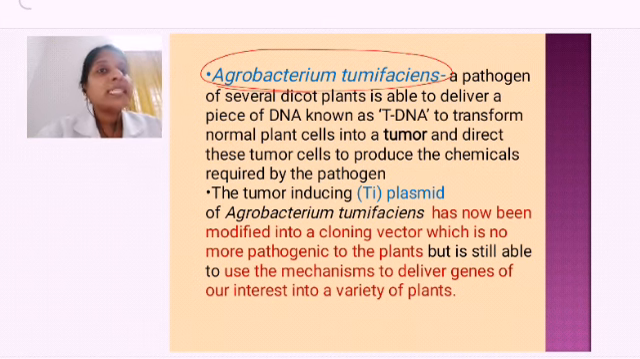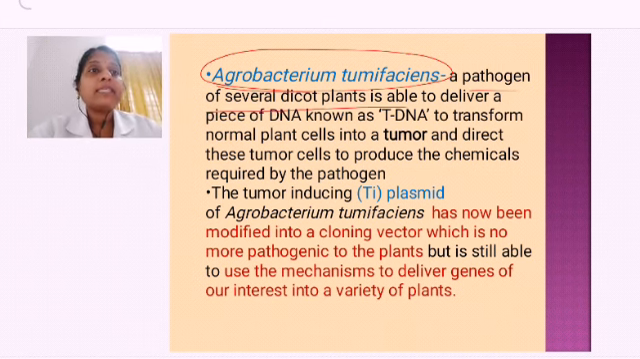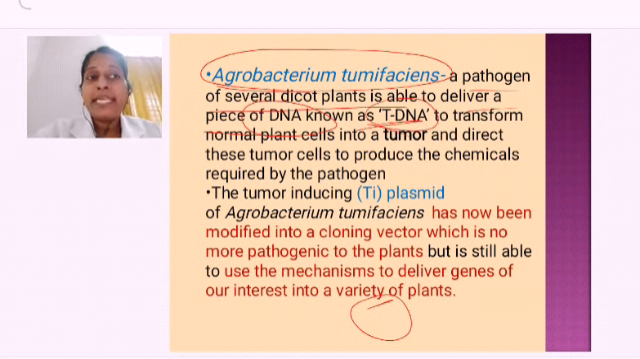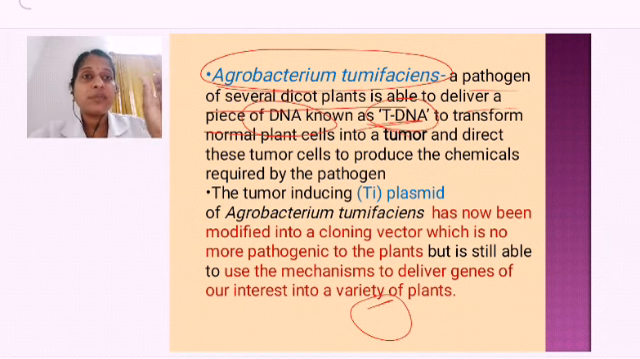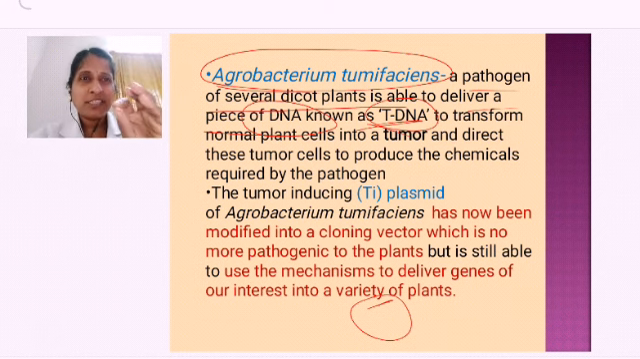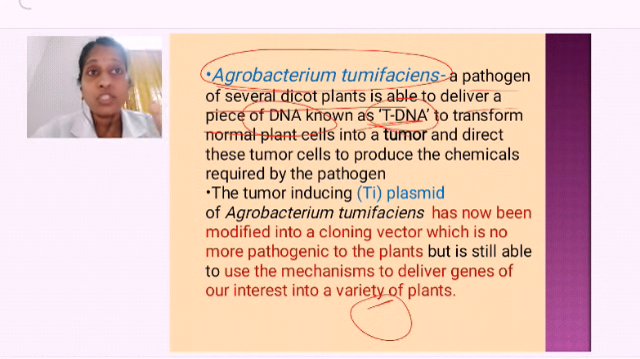Okay. So it is a pathogen of several dicot plants and is able to deliver a piece of DNA. That DNA piece, what is it called? It is called tDNA. And this tDNA is converting the normal plant cells into tumor cells. Okay. So that is the function of this Agrobacterium tumefaciens. It is not a good thing, isn't it? It is pathogenic, attacking the plant, and it is inducing tumor.